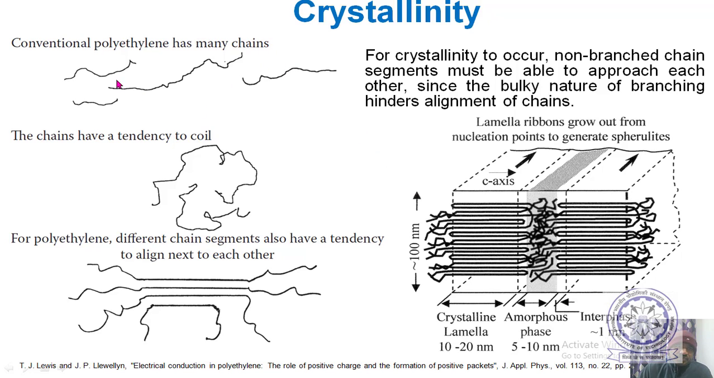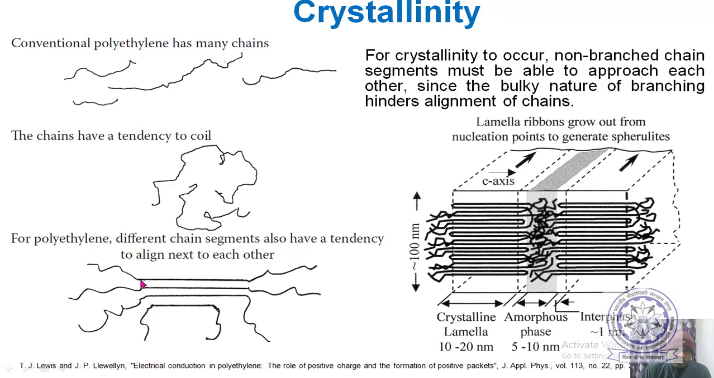Now, crystallinity. So we have seen the polyethylene with branches is having predominantly amorphous nature, but it also has crystalline structures. Now, what is crystallinity? Understanding it is very important. Conventional polyethylene has many chains. The chains have a tendency to coil. But for polyethylene, different chain segments have a tendency to align next to each other like this. This is alignment of some chains.